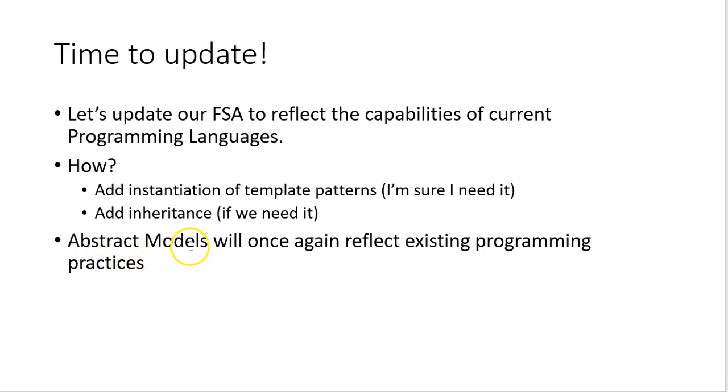When we finish our abstract model, we'll again, like it did in the 60s, reflect existing programming practices. Even if it doesn't change the hierarchy, it will allow this model to better represent our algorithms and allow us to better study them in a more abstract way. So, enter the instantiating state automata.